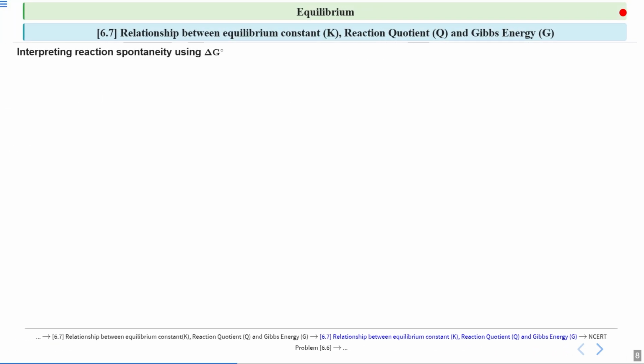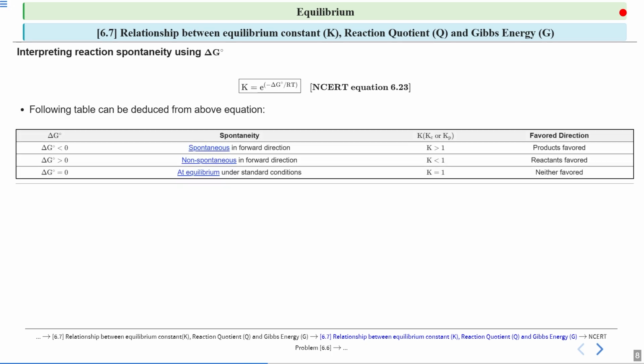Now let us look at the different aspects of this equation. We know that our equation is K is equal to e to the power minus delta G naught by RT. What will happen to the value of K if we change the value of delta G naught for different reactions? So let us deduce a table in the same form. This is the table that you will get. There are three cases here. First case, delta G naught is less than 0. Second case, delta G naught is greater than 0. And the third case, delta G naught is equal to 0. Basically, we are putting it as negative, positive and 0.